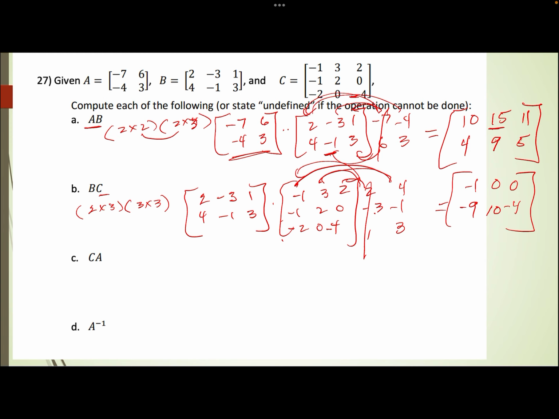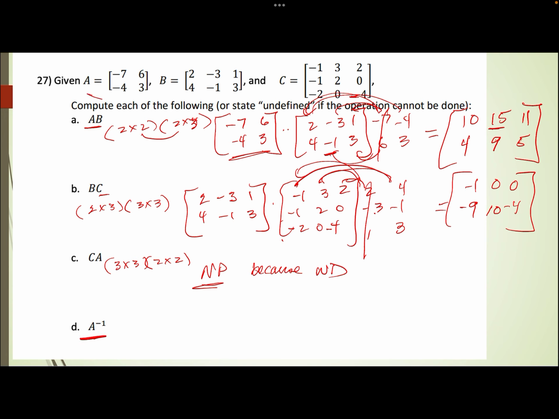Okay, now C times A. C is a 3 by 3, and A is a 2 by 2. So this one is not possible because they're the wrong dimensions. And you can just say not possible. Okay, now remember this one means the inverse.